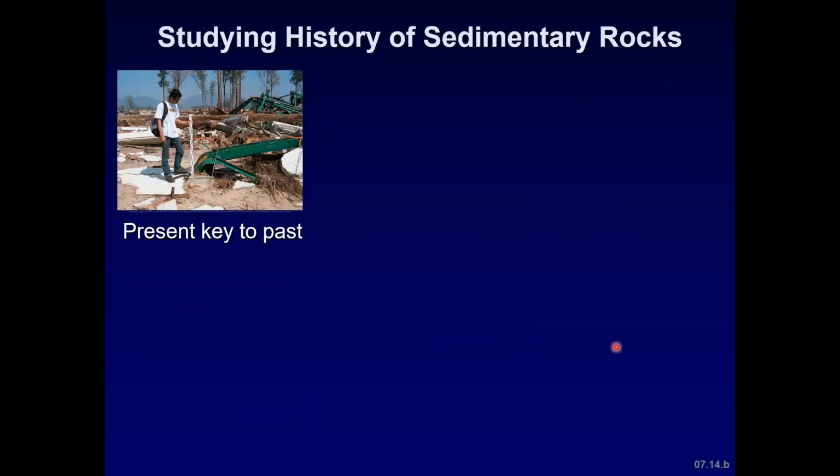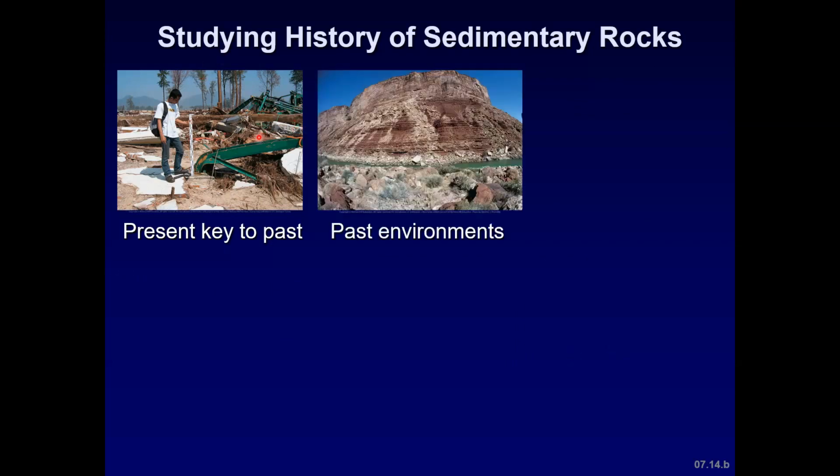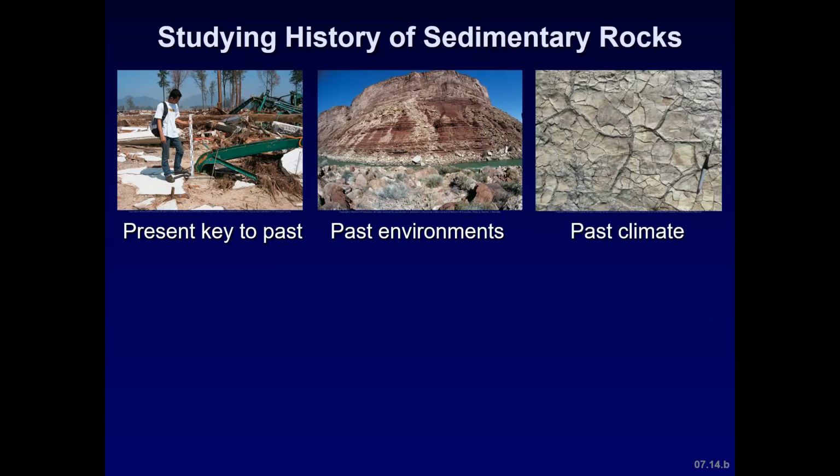We can study the history of sedimentary rocks, where the present, what we see right now, is our key to the past. We study modern environments to understand what processes are occurring. And this is a picture of kind of the aftermath of the Indonesian tsunami. Past environments, we can look at those and study these ancient sedimentary rocks to understand how environments change through time. This is the Grand Canyon. We can look at past climate. By understanding the severity and causes of past climate changes, we can better understand future climate change.